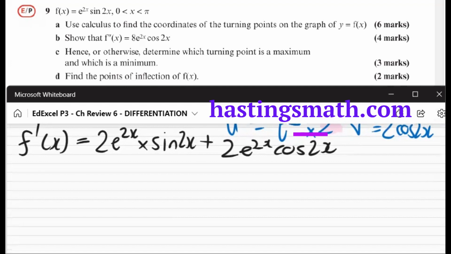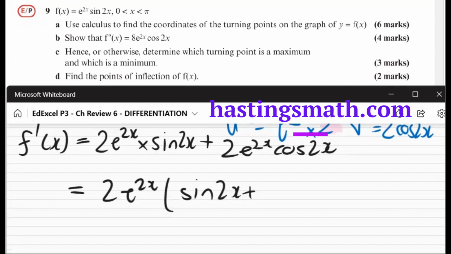Last step, anything that you can simplify. So let's take out a common factor. We could take out a common factor of 2e^2x, which is going to leave you with sine 2x plus cos 2x. Okay. Let's leave it like that.